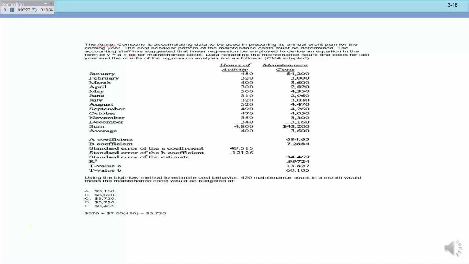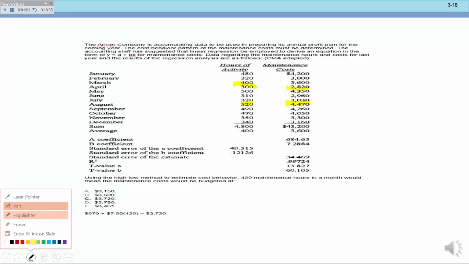Okay, so what is the high level of activity? Can you see it? 520. Okay, good. And I have my high overhead cost at that high level of activity, right? How about the low? Low is 300 here. There it is, 300. Okay, and I like to highlight them when I look at these questions, so then I don't have to keep going back in there and wasting time. Which one was the high? Which one was the low? That's the trouble I had. To me, that's the hardest part of these, is finding the high and the low and then pulling them out of the problem. Okay, so what happens?